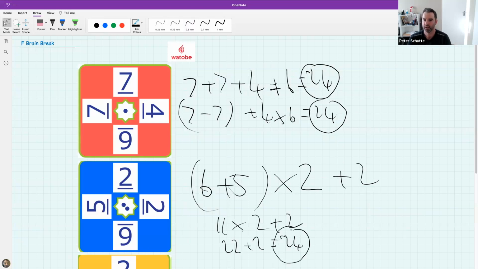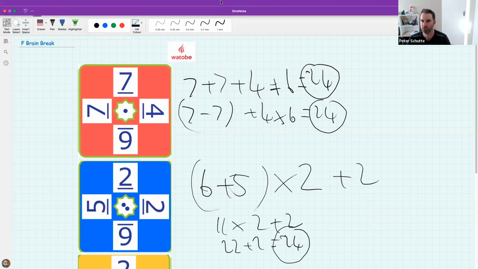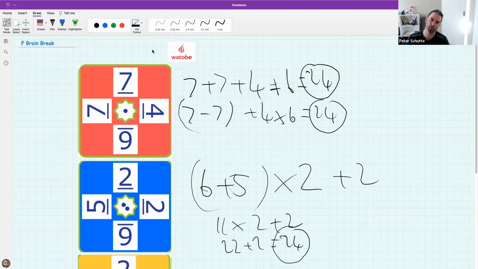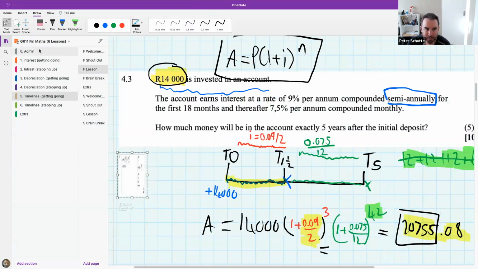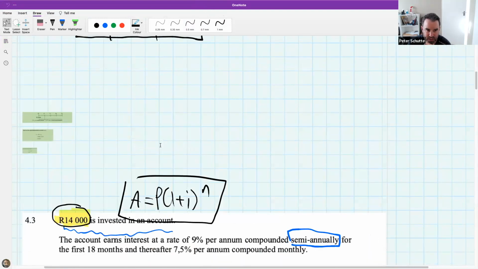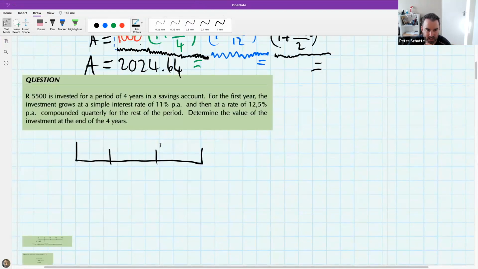Well done. And yeah, for those who are new to it, we'll do some more Math 24s in the next lesson. And it's just a fun little game to help us keep our brains sharp with multiplication and division. Okay, let's get back to the main point of today, which is to absolutely master timelines.